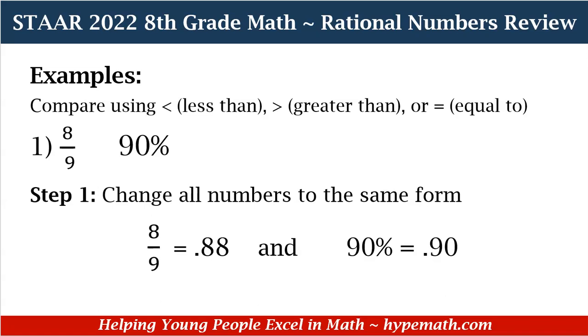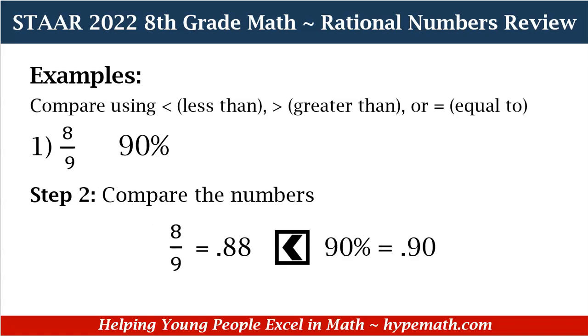Now that we've converted the numbers to the same form, the next thing we're going to do is compare the numbers. And we can see that 0.88 is less than 0.90. Remember, 8th graders, whenever you're comparing numbers, the open mouth or the alligator mouth always opens up to the larger number. So if you can't remember, what is the less than sign or what is the greater than sign? Remember, the alligator is going to eat the largest number, and it opens up to the larger number. So let's look at number 2.